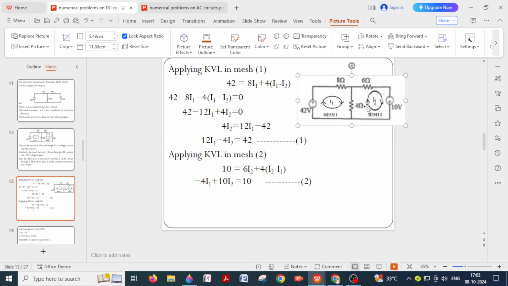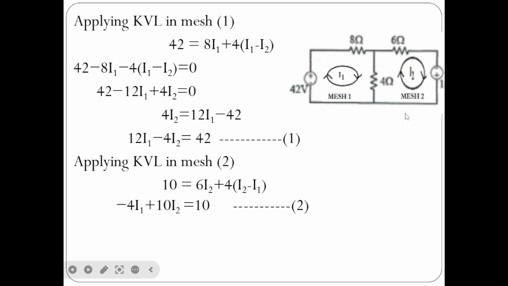This is it. I will expand this screen. So this is it. Now if you see, this is our mesh 1. According to Kirchhoff's voltage law, the algebraic sum of all the voltages in a closed path must be equal to 0, or the algebraic sum of the source voltages must be equal to the algebraic sum of the voltage drops in the closed path. So if you see in this mesh 1, there are three elements.